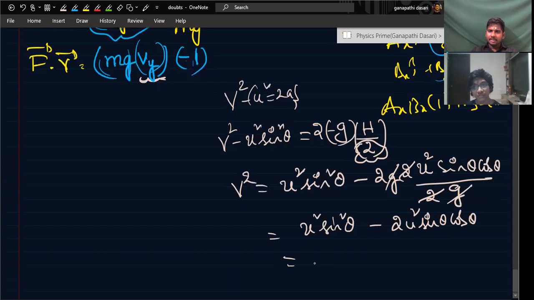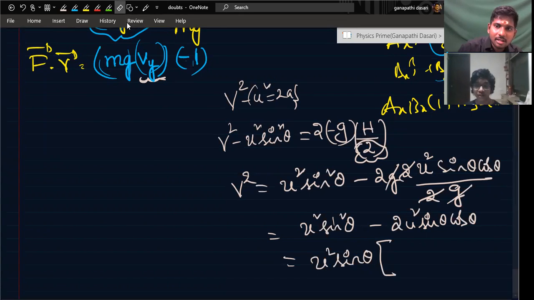U square can be taken common. Theta can also be taken common. If u square sine theta is taken, it becomes u square sine square theta. H max formula is u square sine square theta by 2g. Yes, I just made a mistake.